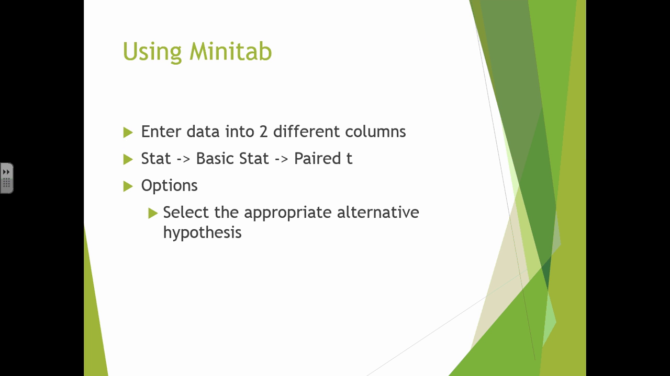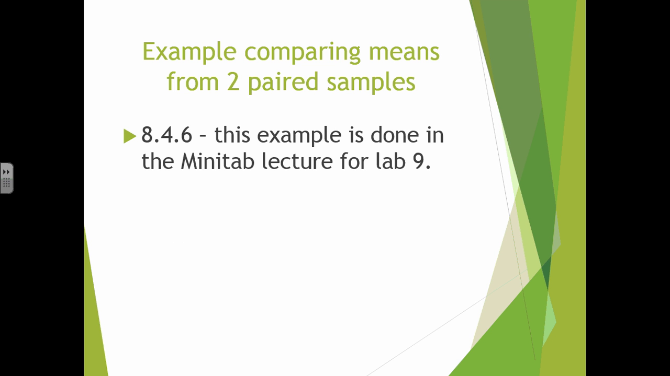So we're going to use Minitab, we enter the data into two different columns. Then we go to Stat, Basic Stat, Paired T. Under Options, you select the appropriate alternative hypothesis. 8.4.6, this example is going to be done in the Minitab lecture for Lab 9, so you'll see that example there.